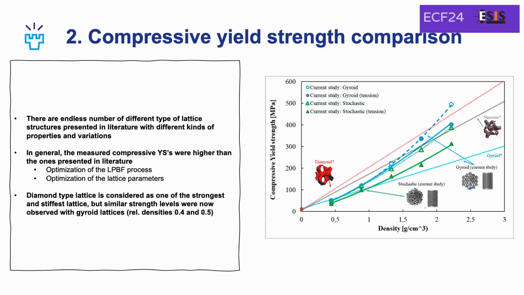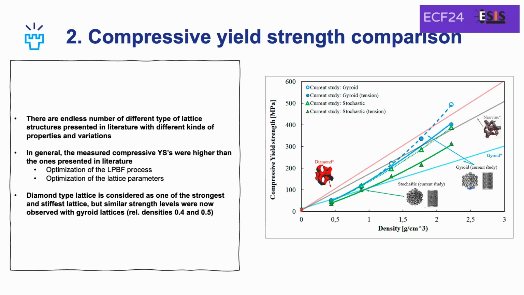There are a lot of different types of lattice structures available. What we have been comparing now is yield strength and elasticity, and the possibility that we basically won't need a single lattice structure. If we want to make a smart product, we can combine different lattices to reach the behavior that we really want.